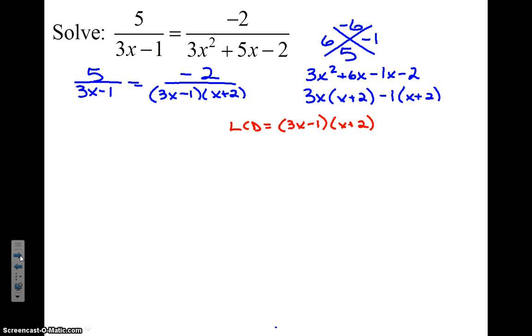So like my last problem, I'm going to take what I started with, my two fractions, and I'm going to multiply both by my LCD.